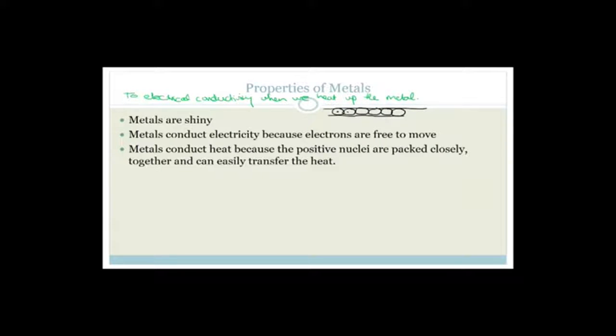What we said was that if we put a positive pole over here and a negative pole over here, the electrons are going to come along and move along like that. Everybody happy with that? That's what the electrons are going to do. Okay, possibly.